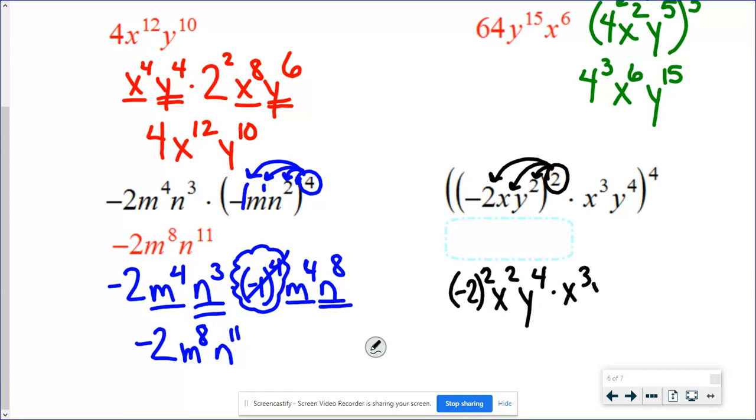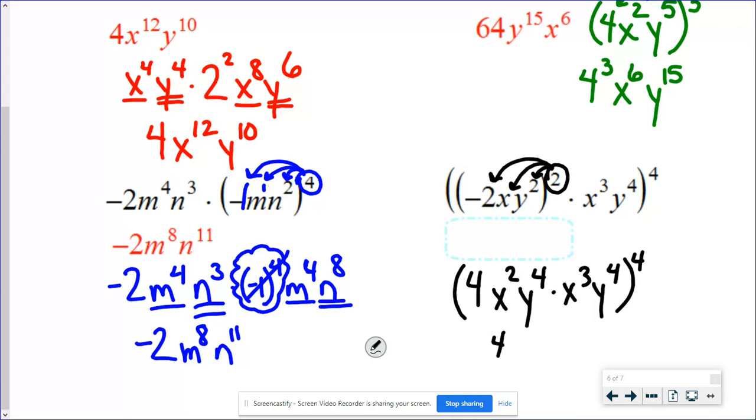X cubed, y to the 4th is still inside these big parentheses. Now, negative 2 squared, I just said, that's really just equal to 4. Because of my limited space right here, I'm just going to change that into a 4 right there. That was negative 2 squared. Now, let's clean up what we have inside there. I guess I could have kept that as a negative 2 squared right there.